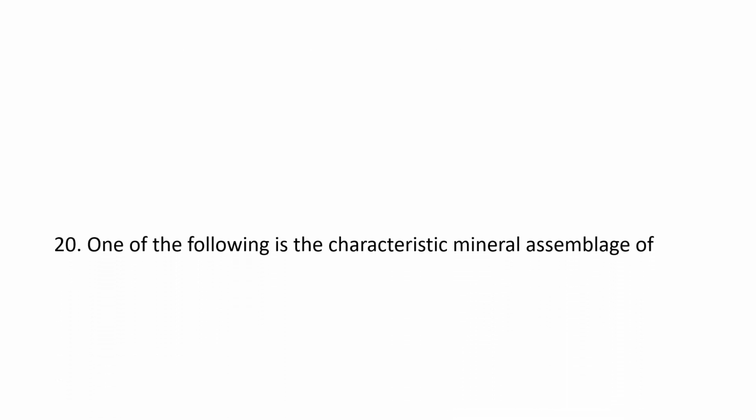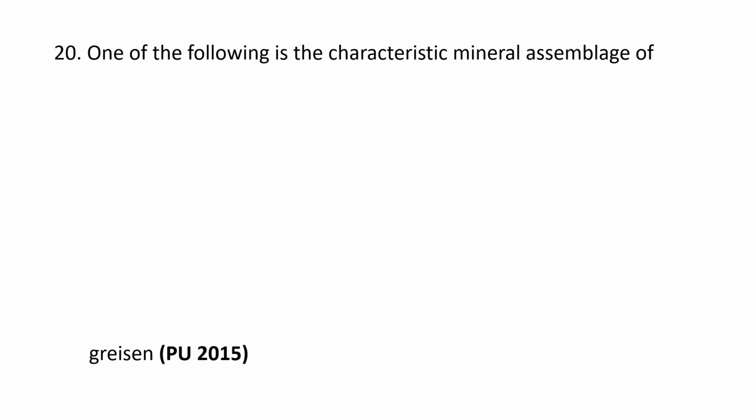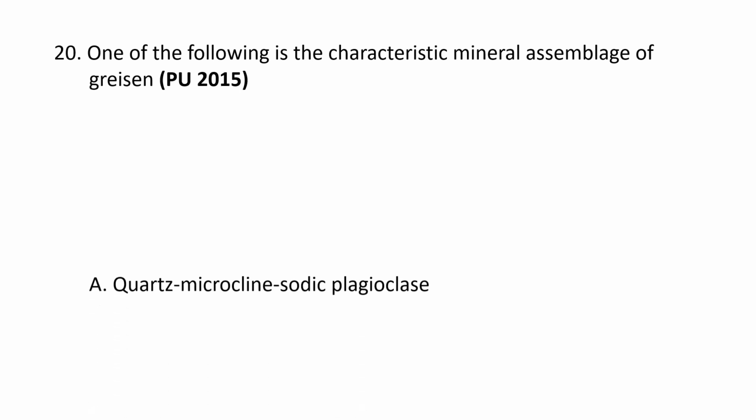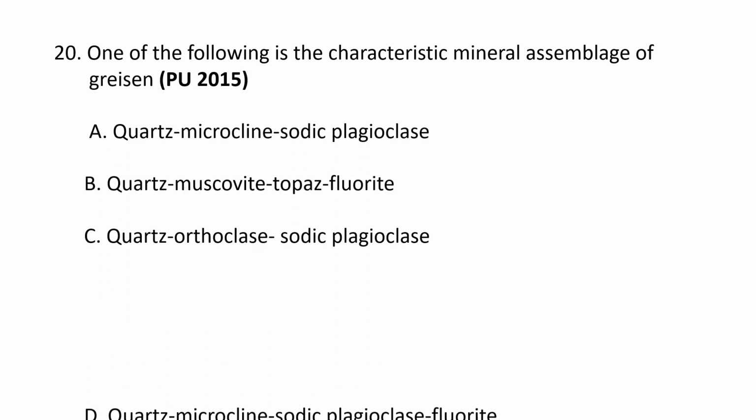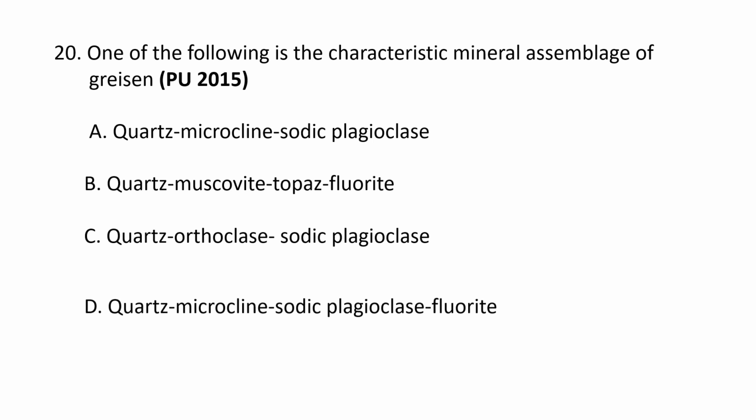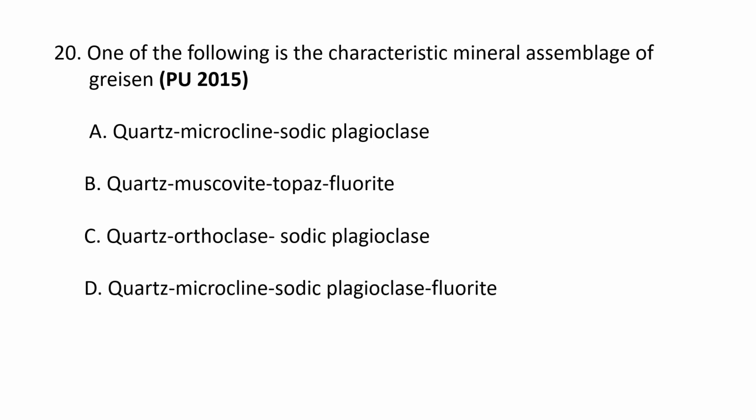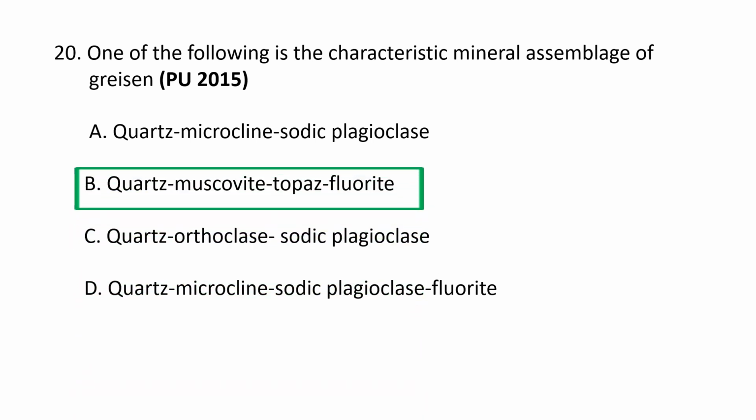Next question. One of the following is the characteristic mineral assemblage of greisen. A. Quartz microcline sodic plagioclase. B. Quartz muscovite topaz fluoride. C. Quartz orthoclase sodic plagioclase. D. Quartz microcline sodic plagioclase fluoride. So the characteristic mineral assemblage of greisen is B, that is quartz muscovite topaz fluoride.